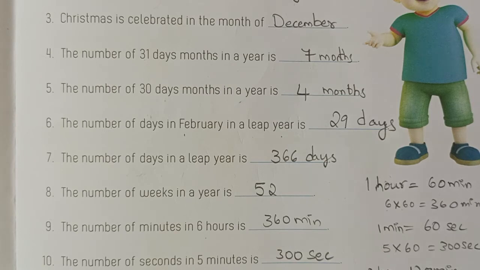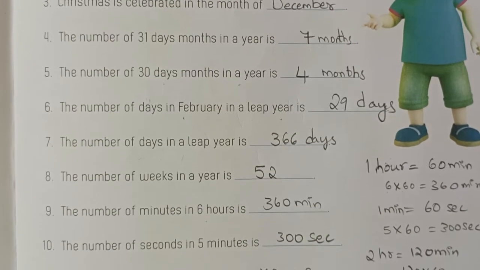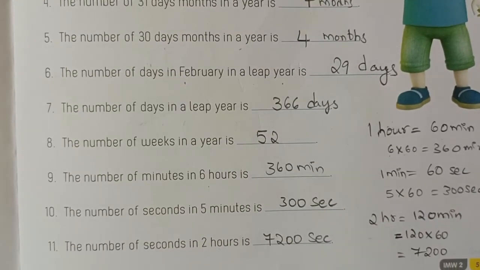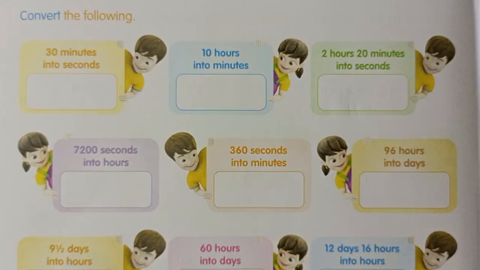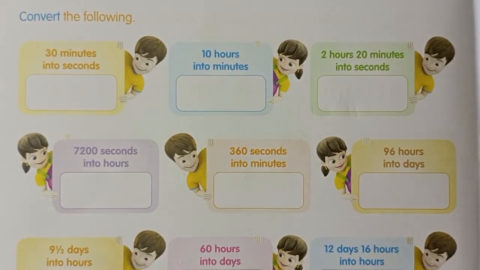360 minutes. Number of seconds in 5 minutes is 300 seconds. How many seconds? 300 seconds. Next one, number of seconds in 2 hours is 7,200 seconds. Now all of you turn the page.